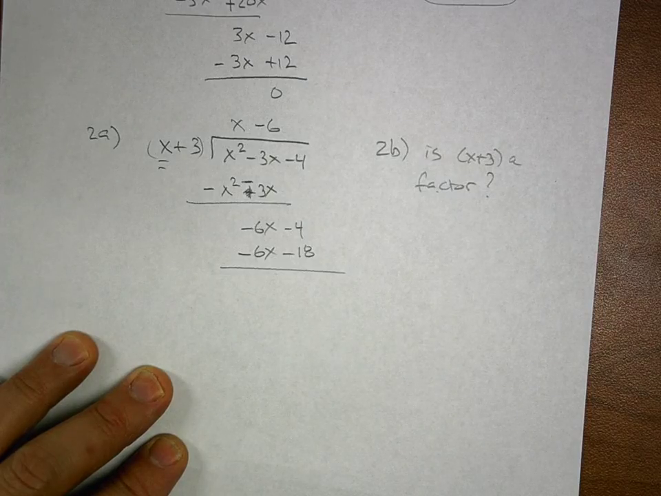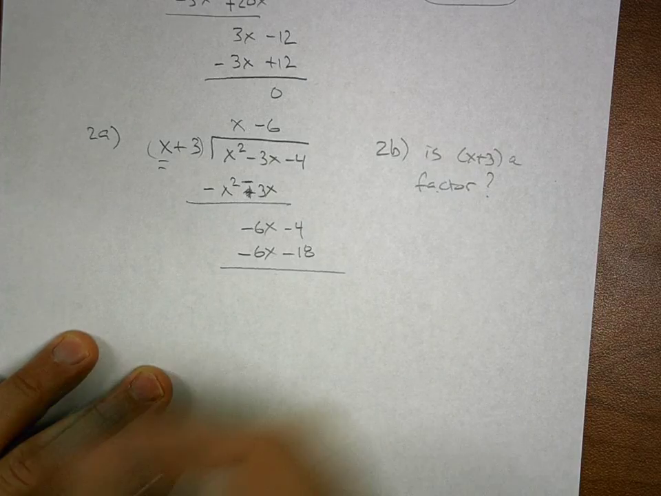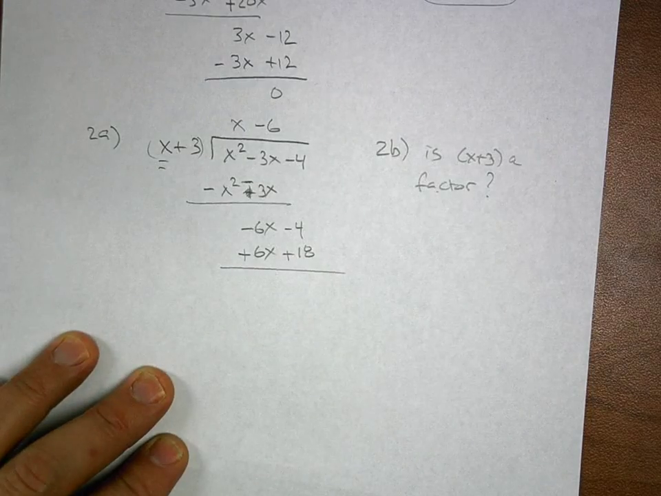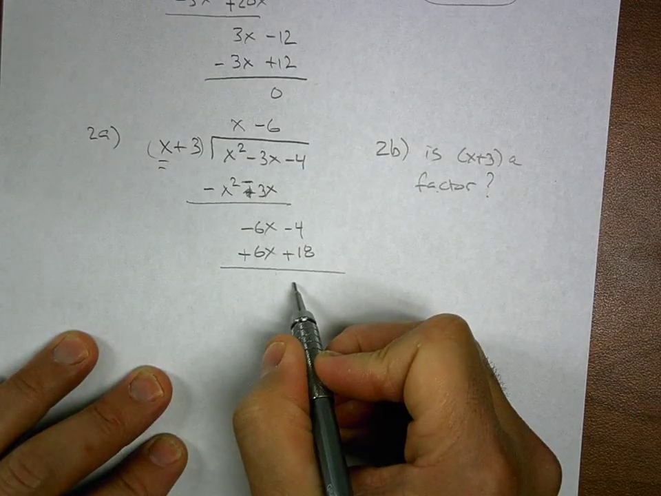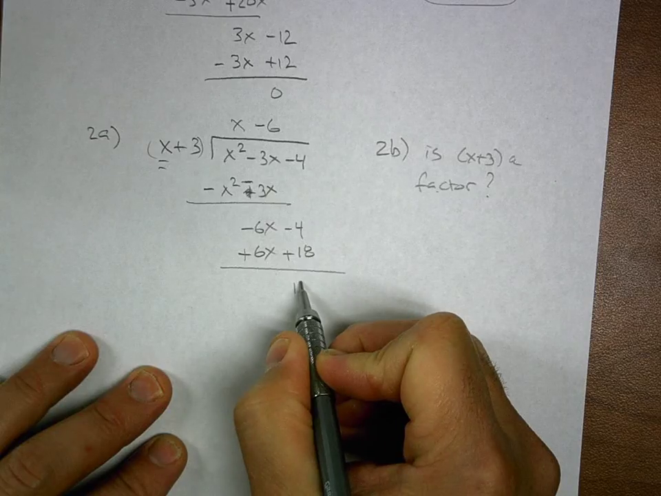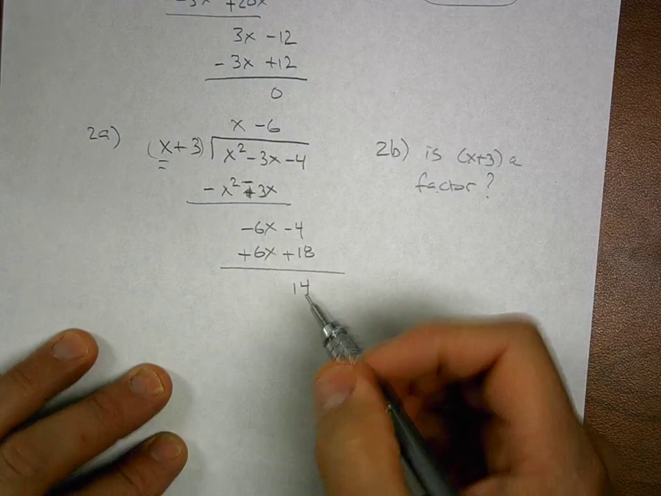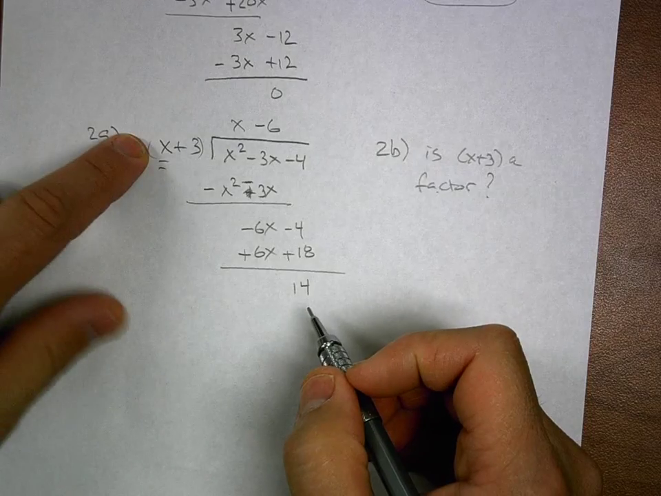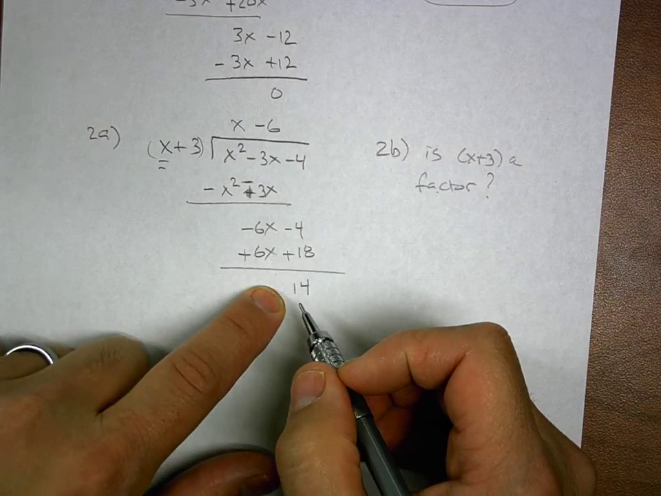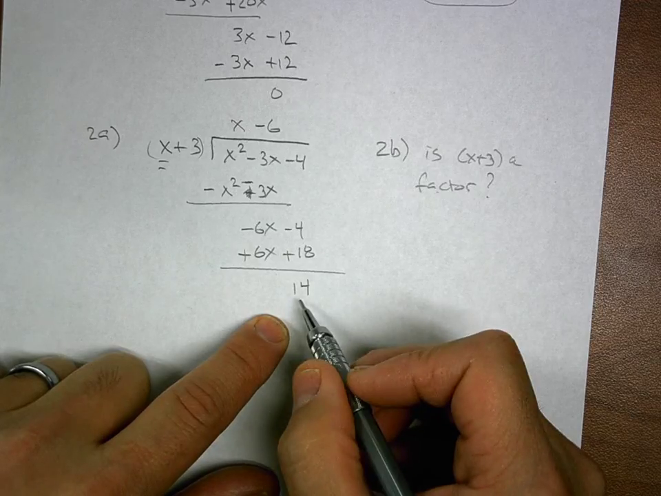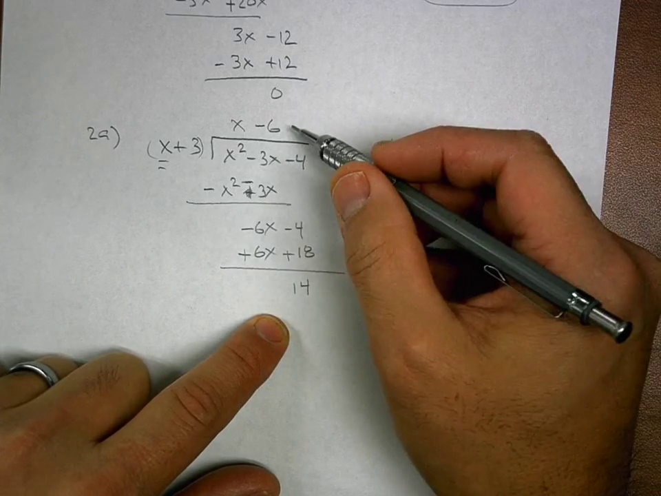Okay, same process. Let's go ahead and subtract. So change the signs. Make that a plus. Make that a plus. And then you add. And what do we get? Positive 14. Okay, and we don't have any more x's left in there. So what is this thing? That's our remainder. So it didn't go in there evenly.